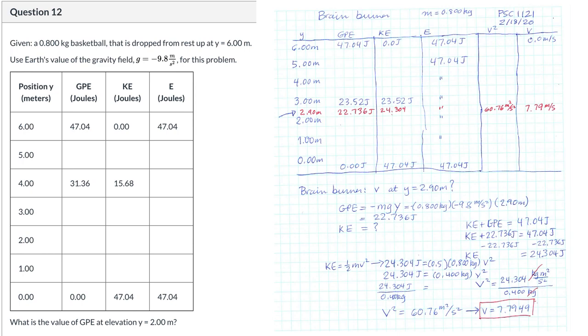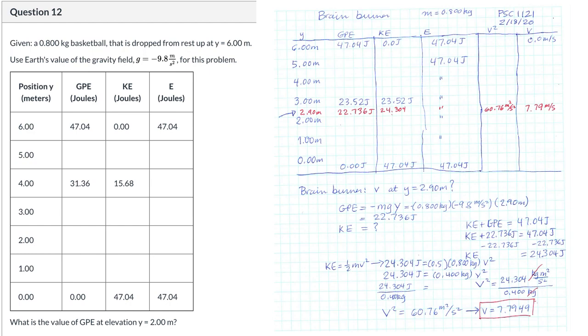Okay, so there's my potential energy at 2.9 meters. This is equal to 22.736 joules. And now I could put that number here, 22.736 joules at 2.9 meters.